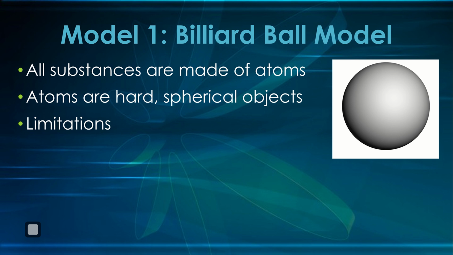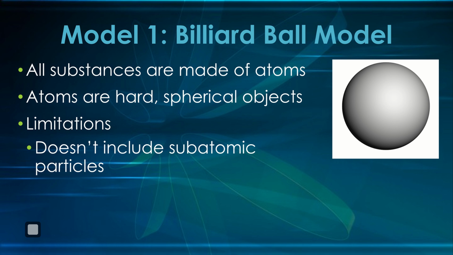But it gave us a starting point, and you'll see he was right that they're spherical. But there are clear limitations with this. It doesn't have any subatomic particles. He thought the atom was the smallest particle out there, and atoms are broken down even into smaller particles, which we've learned about. So there are no subatomic particles in this, what we call the billiard ball model.